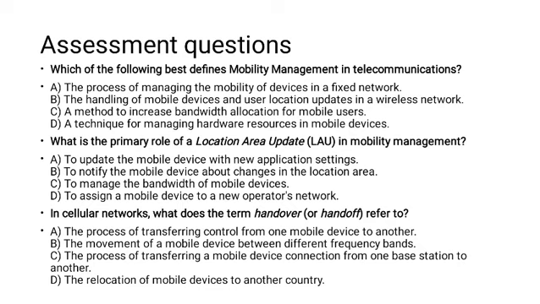The options are: the process of managing and handling mobile devices, a method of increasing bandwidth, a technique of managing hardware. What is the primary purpose of location area update in mobility management? To update the mobile device, to notify the device, to manage, to assign the mobile device to the operator. In a cellular network, what does the term handover refer to? The process of transferring control from one mobile device to another, the movement of a mobile device from one device to a different device, the process of transferring the mobile device. From this topic, students can understand how to use this mobility.